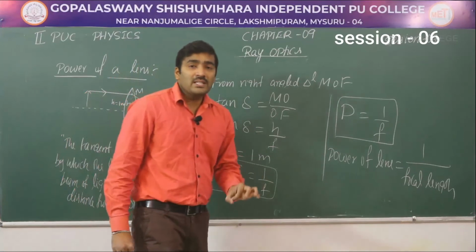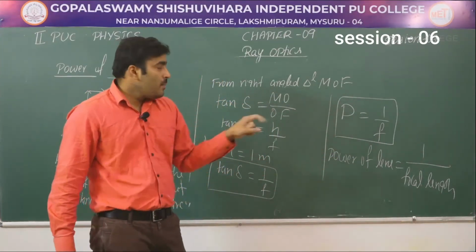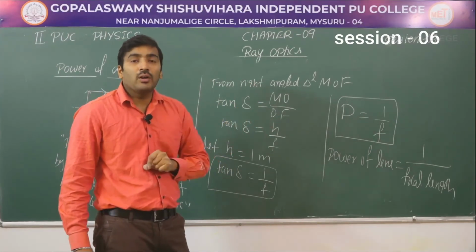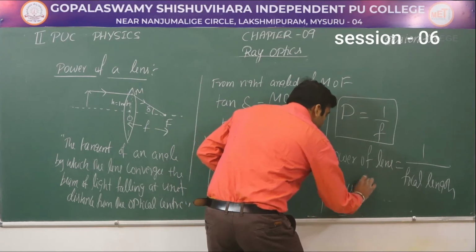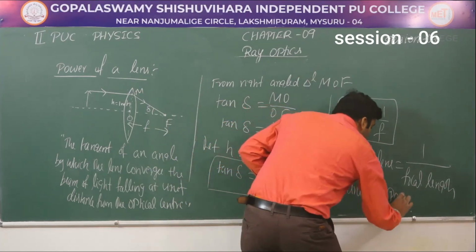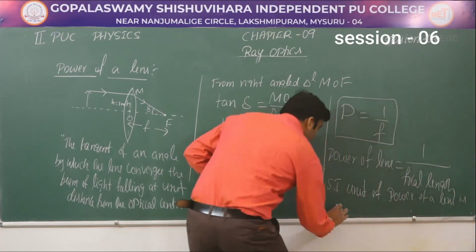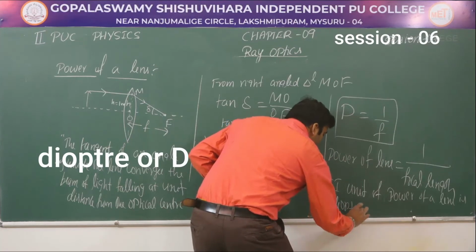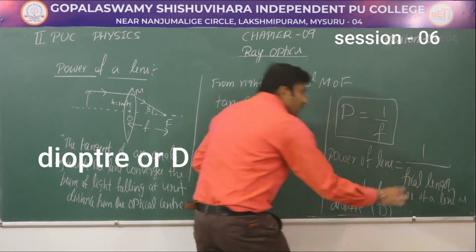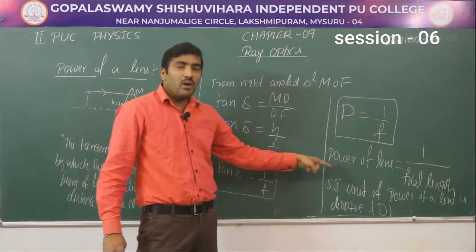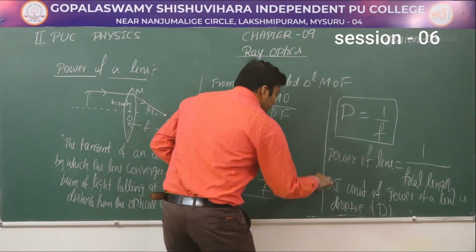Or generally we can take the power of a lens as the reciprocal of the focal length. Okay. Power of a lens is the reciprocal of the focal length. And the SI unit of power of a lens is diopter. Okay, this is diopter. So the SI unit of power of a lens is diopter. So 1 diopter is equal to 1 meter inverse.